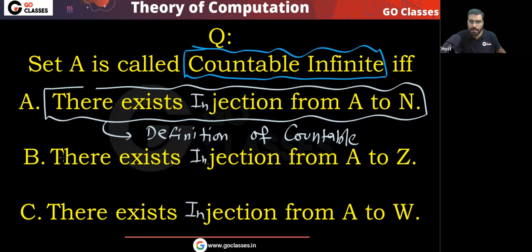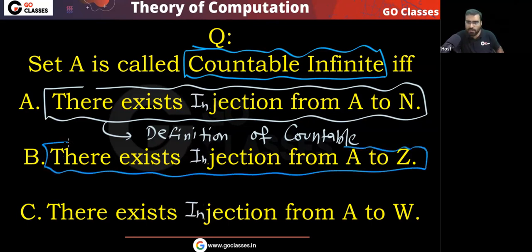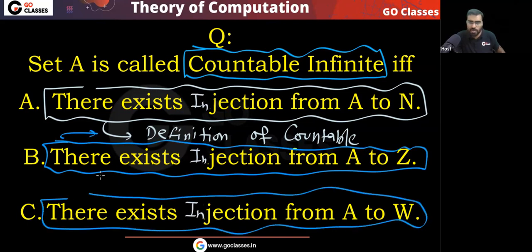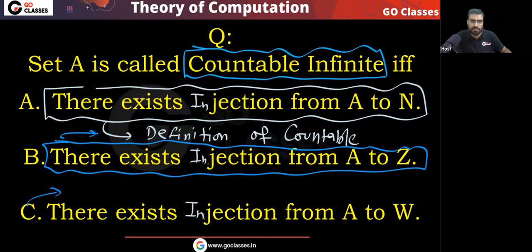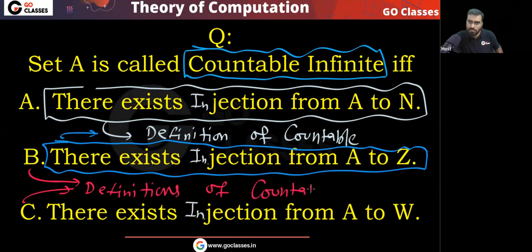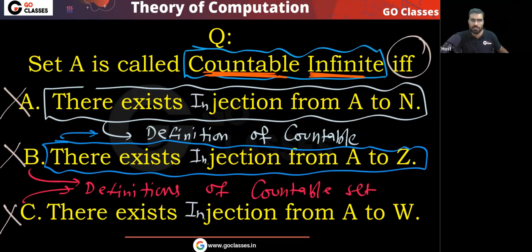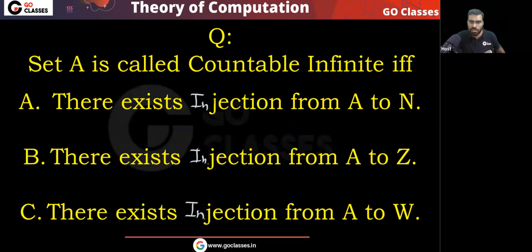For example, this is also the definition of countable. All of them are definitions of countable. They are not the definitions of countable infinite. But the question is asking countable infinite. So all these statements are wrong. Is this clear? Did you understand this question? Let me know.